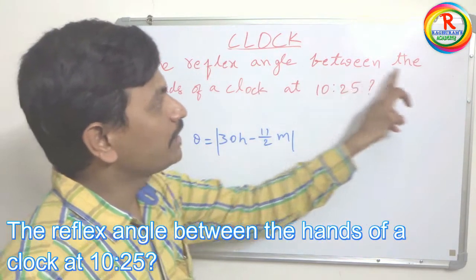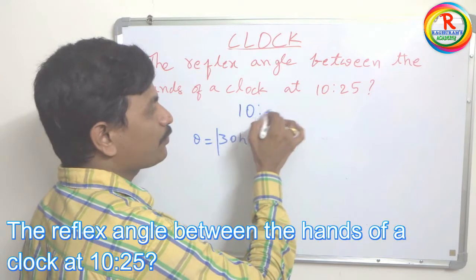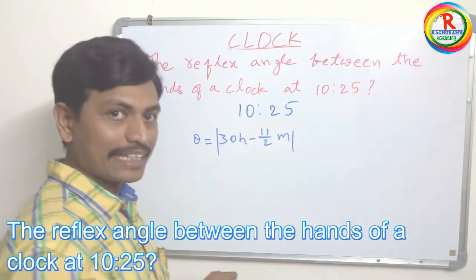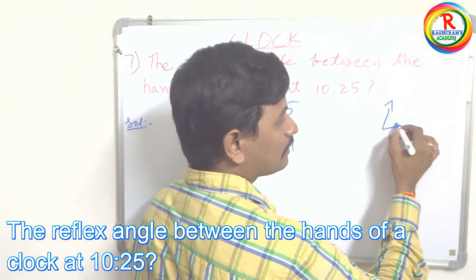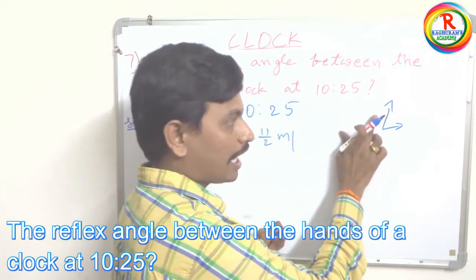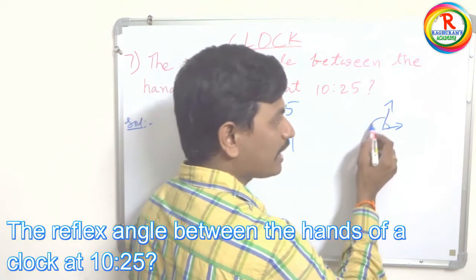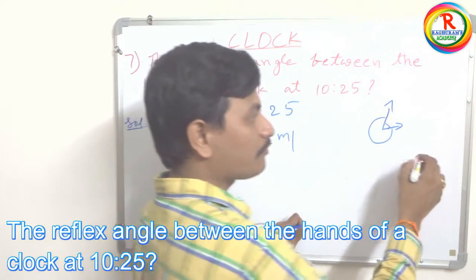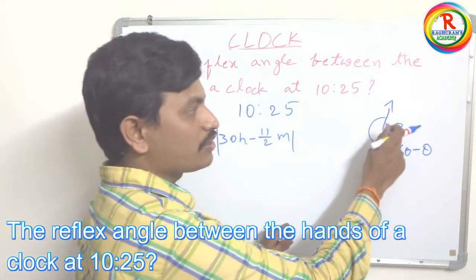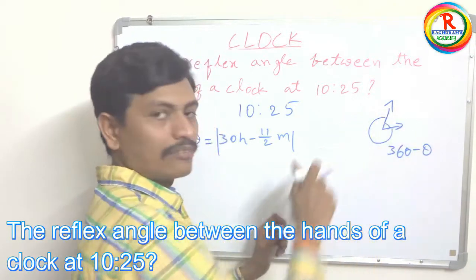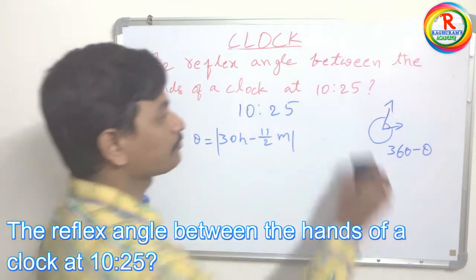The reflex angle between the hands of a clock at 10:25. It's asked for the reflex angle, not the angle. What is the reflex angle? If the clock is like this, with the minute hand and hour hand, and this is the angle, then the reflex angle is this one. How do you find it? First we find the actual theta value, and the answer will be 360 minus theta. So the total is 360 degrees. The reflex angle is 360 minus theta. First let us find theta.